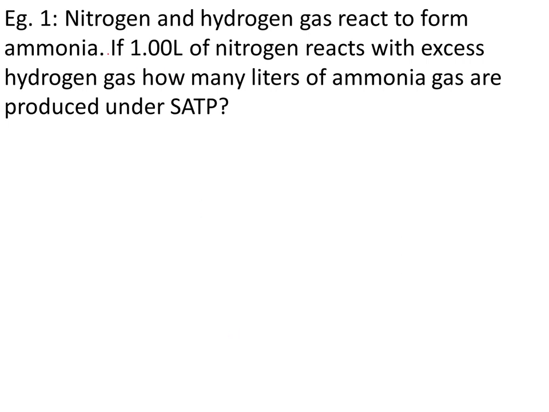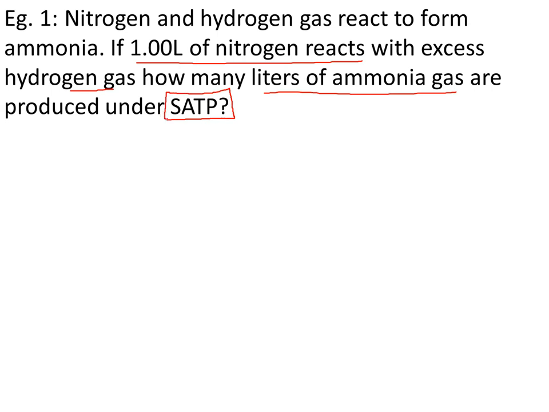So, for example, let's try this one out. Nitrogen and hydrogen gas, both of them gases, react to form ammonia, also a gas, under standard conditions. So, if 1 liter of nitrogen reacts with excess hydrogen, we don't have to worry about doing any limiting reactant for this question. How many liters of ammonia gas are produced given these conditions?